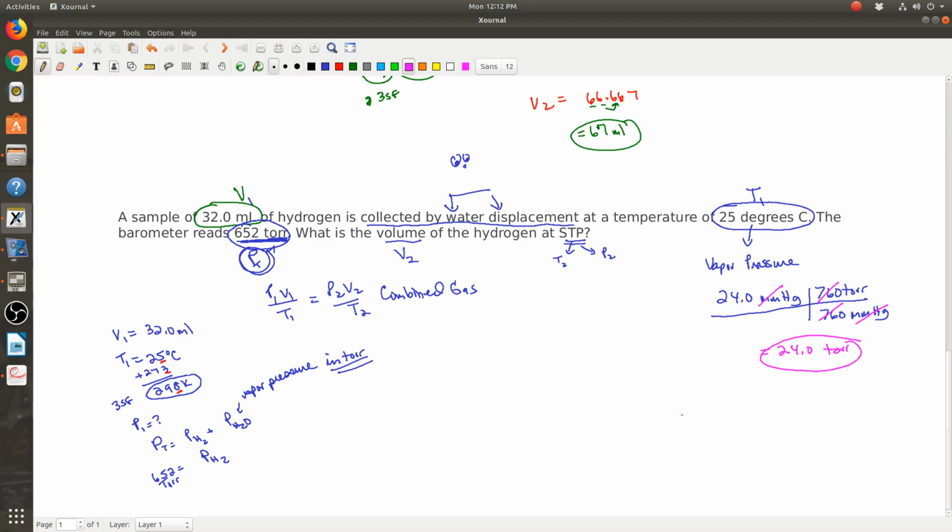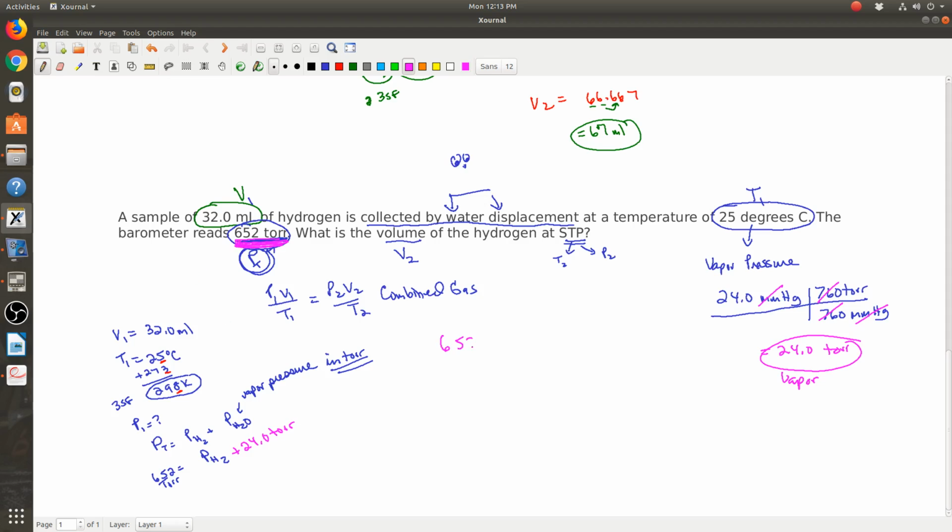This is the number you should use. This is the vapor pressure I asked for. All right, so then I asked for an adjusted pressure. Well, if this is the vapor pressure, the adjusted pressure is the pressure of the dry gas. This is the original pressure, 652, that you were given. That's not the one you're going to use. That's why I said give me the adjusted pressure. This is not the pressure you need.